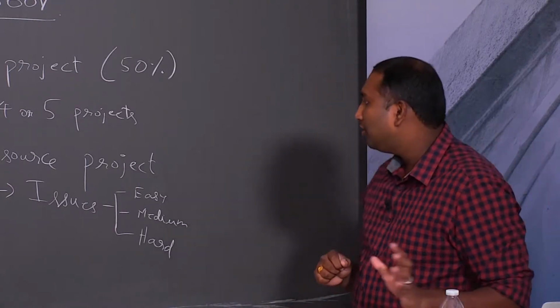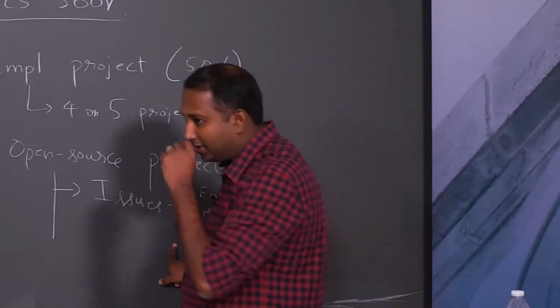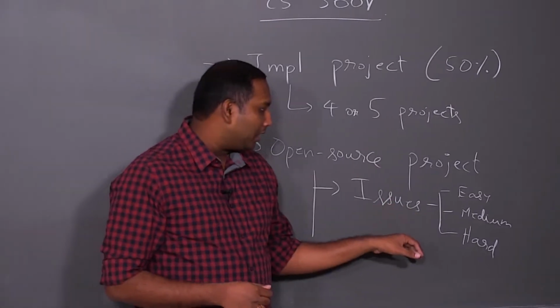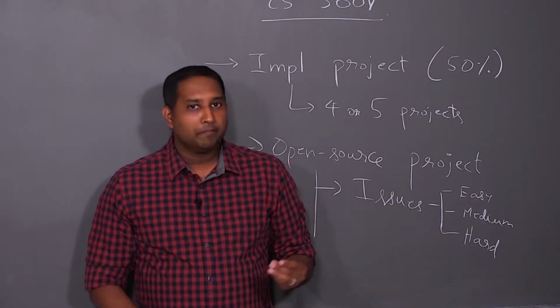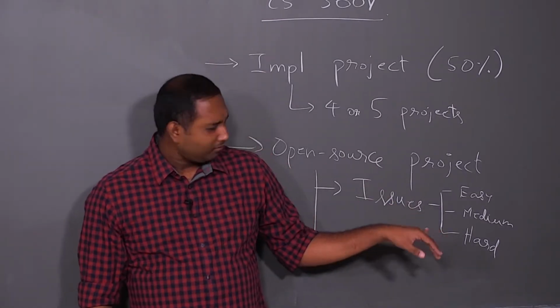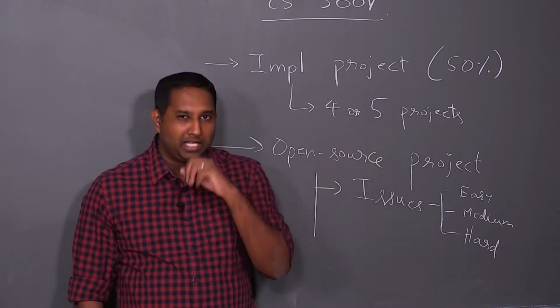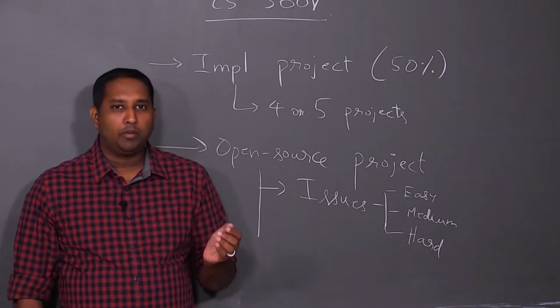Okay, good. So, back to this. You pick a repository, you get it cleared by me. You pick an issue, you get it cleared by me. And people typically work on both of these things in teams of like 2 to 4 people.